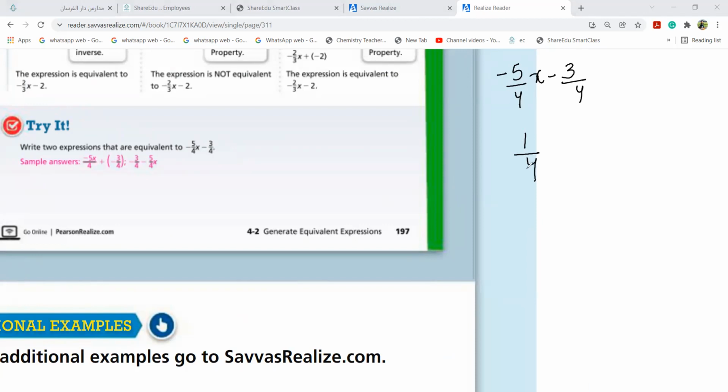4 I took in the denominator common. I cannot leave it like this. I cannot just take the denominator. So from numerator, I take 1 common. Again, the question is minus 5x over 4 minus 3, 4. So if you want, you can do that way.